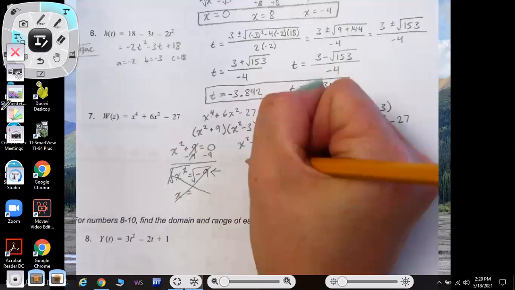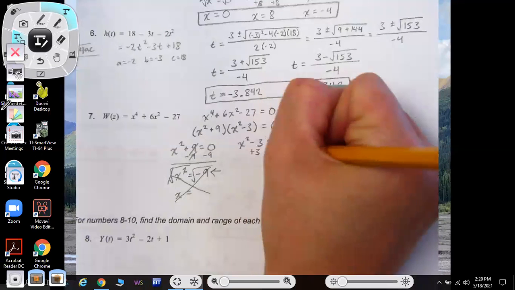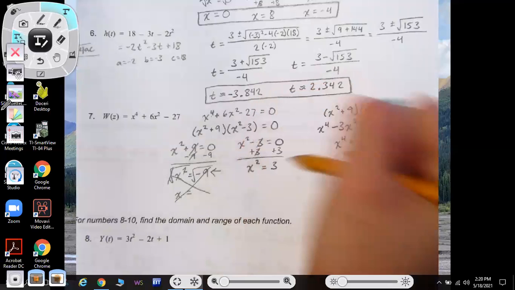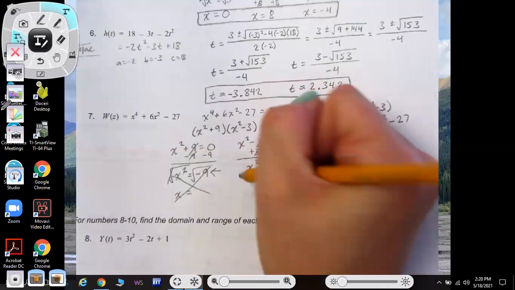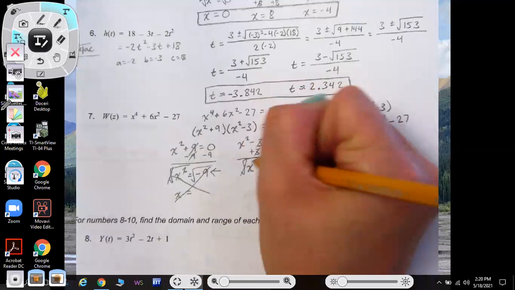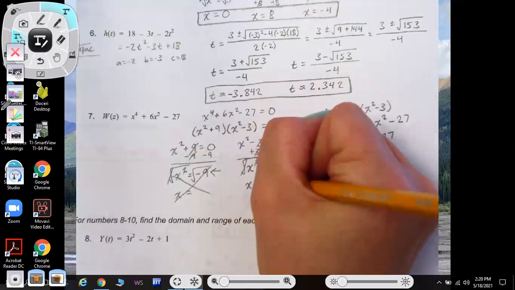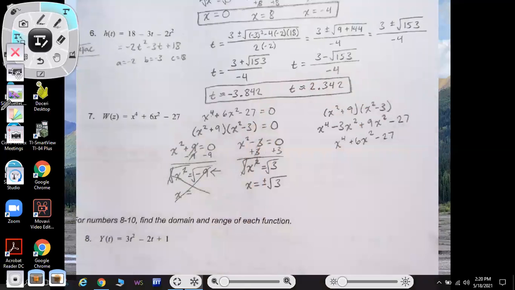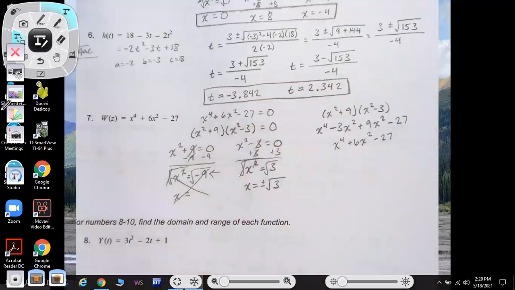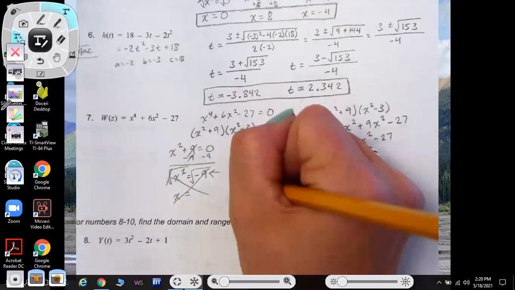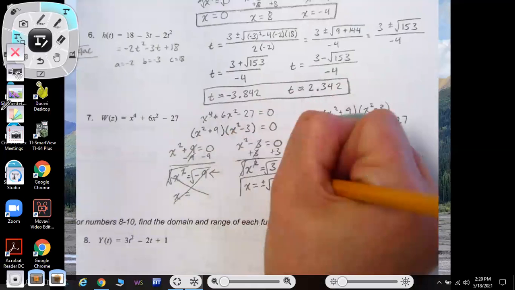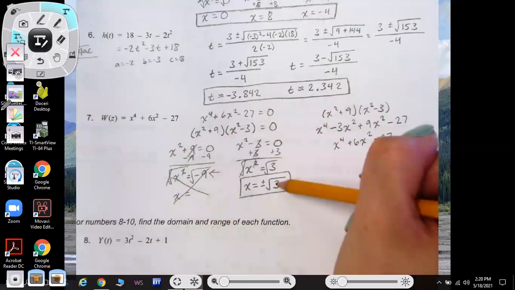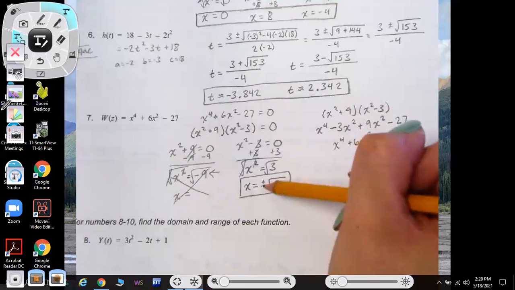Okay, on this side, we need to add 3 to both sides to get x squared equals 3. Take the square root of both sides. Get x equals plus or minus square root of 3. You could get a decimal for the square root of 3 if you wanted to, but we're not going to worry about that. We're just going to leave it as the square root of 3. And don't forget, when you take the square root of a positive number, your answer is the positive and negative of that square root.